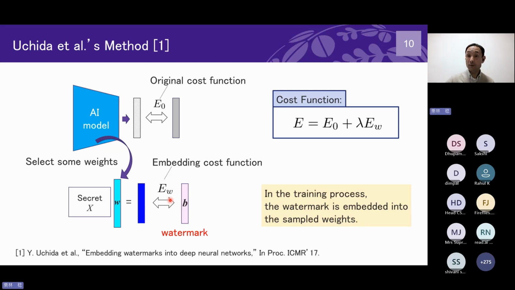And in Uchida's method, two cost functions are introduced, E0 and EW. E0 is the cost function of the original task, EW is the cost function for the watermark embedding, and lambda is the control parameter. By using this cost function, the AI model is trained. Okay. So this is the original idea of Uchida et al.'s method.